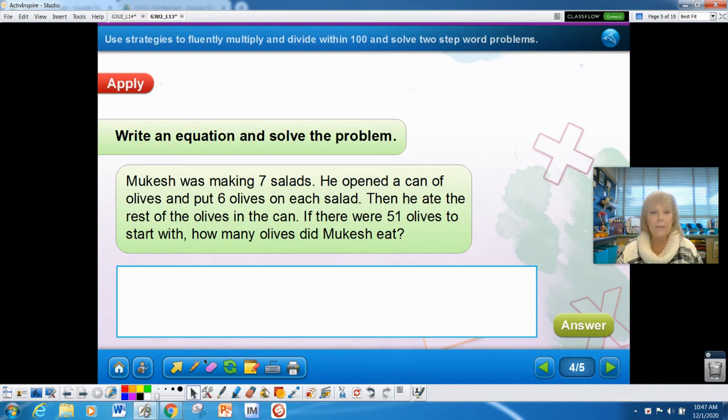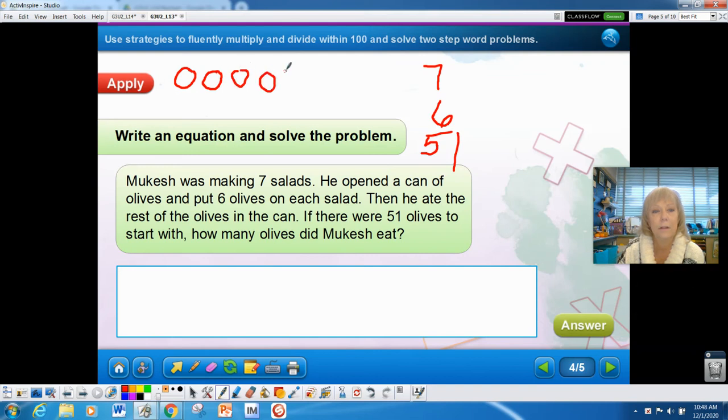So what are the numbers that we have to work with here? We have a 7, and we have a 6, and we have a 51. All right, so now let's figure out what we are going to do with those numbers. We know that he made 7 salads. So I'm going to make a little picture graph here. There's 1, 2, 3, 4, 5, 6, and he made how many salads? 7. So these are all our little salads lined up here.